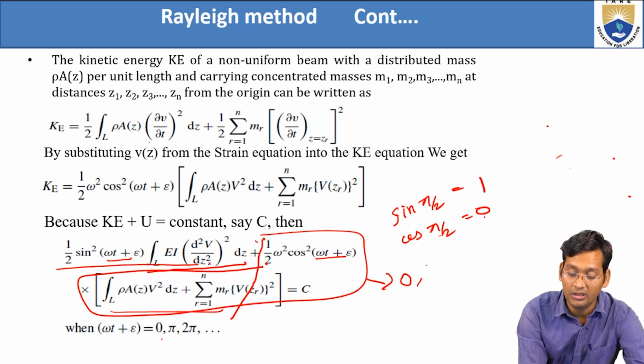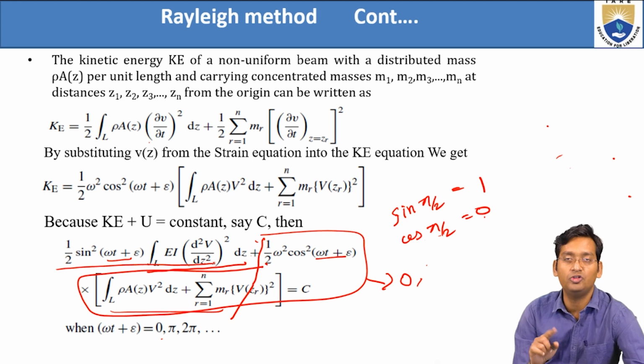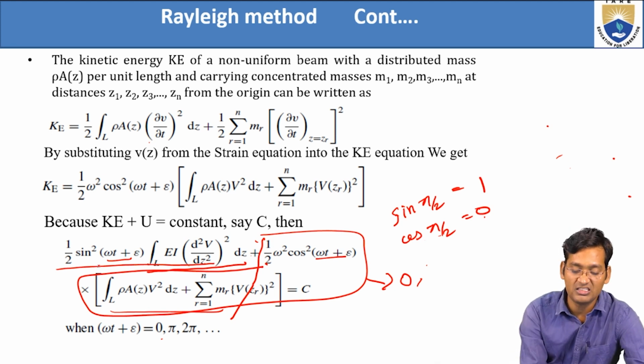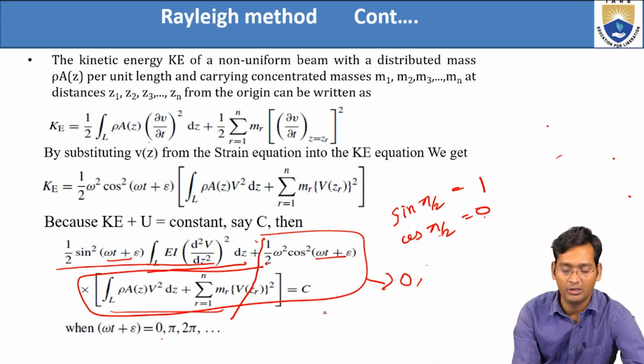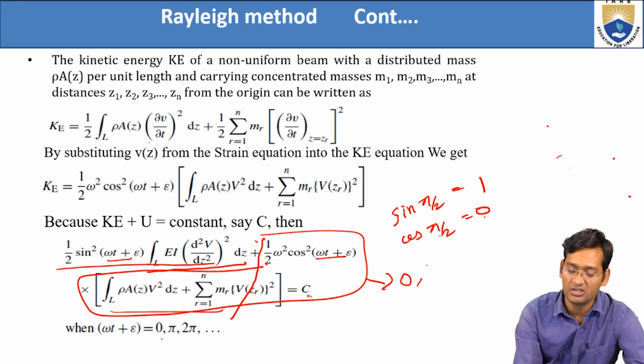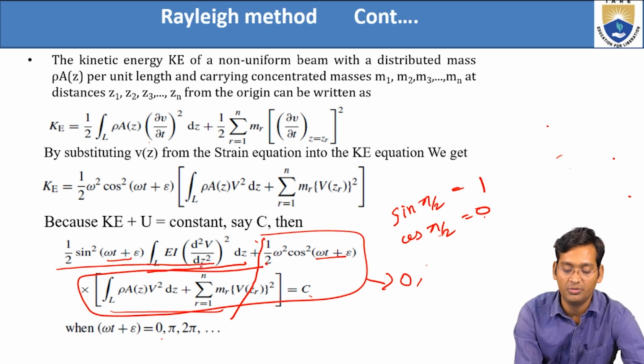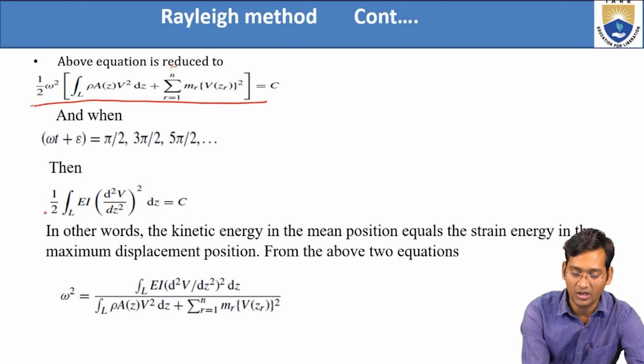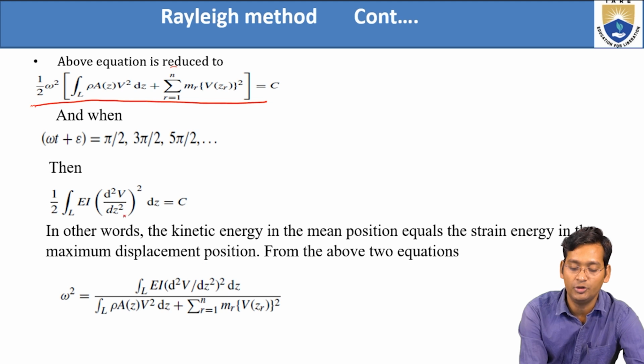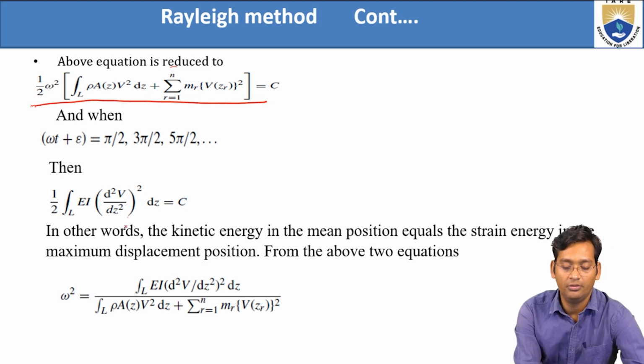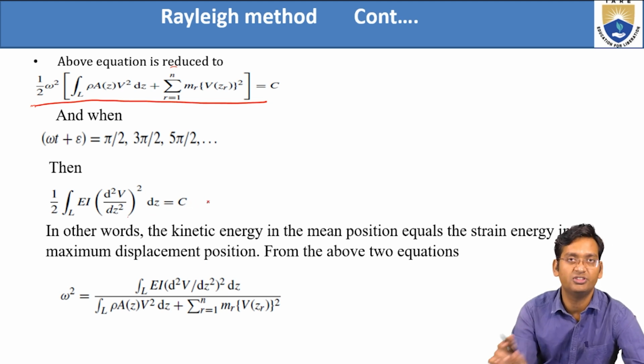And this term will be there. So let's see here, for 0, pi, 2 pi, 4 pi, this term will be 0, this term will be there, right? For pi by 2, 3 pi by 2, this term will be 0, this will be there. So now what we will get after putting sine pi by 2: half, this becomes 1, half integral over L of EI d2v by dz square into dz, that equals to c, right?